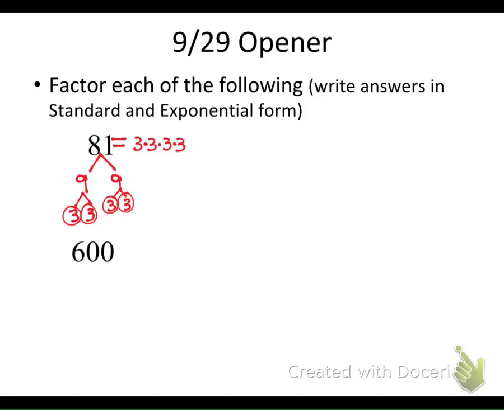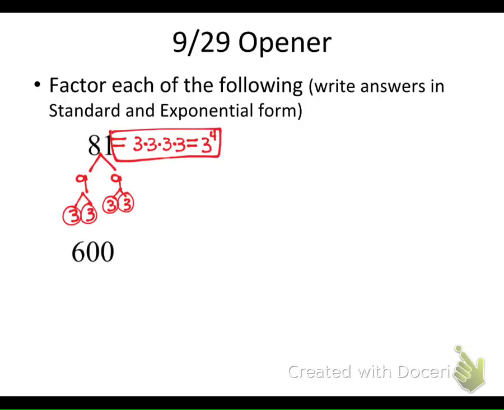So now I'm going to go to the second part of my answer. So I'm going to put another equal sign. And then I'm going to write this in exponential form. How would I write this in exponential form? 3. Yeah, 3 to the 4th power. And then I'm going to box the entire thing.